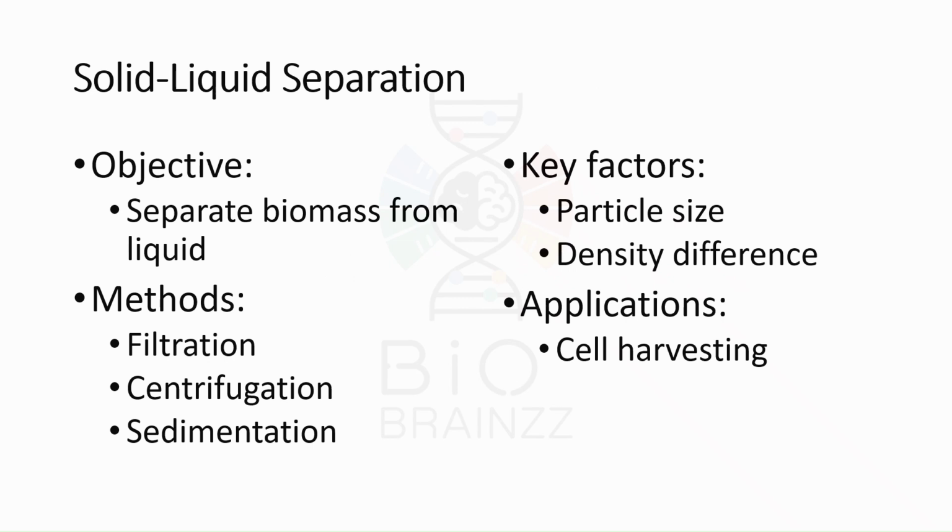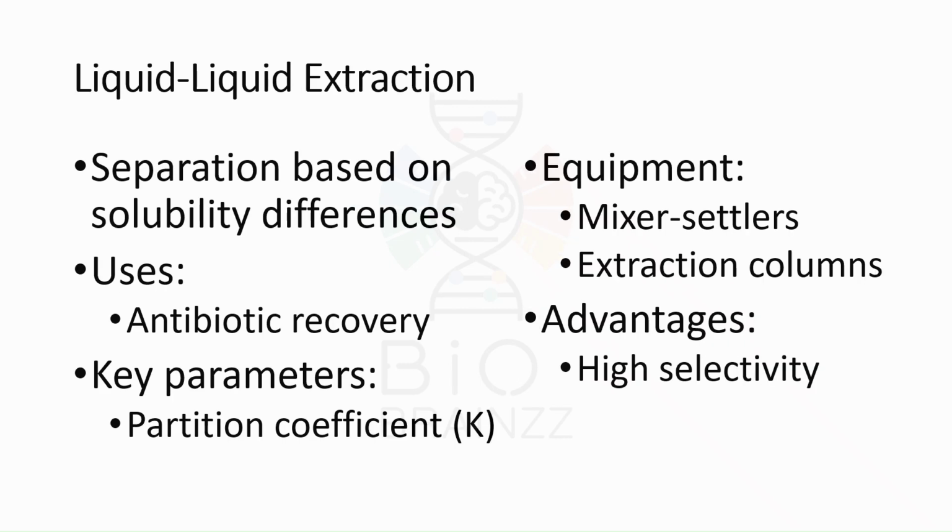Solid-liquid separation. This step is used to separate biomass from the liquid after fermentation. It is an important part of downstream processing. Methods include filtration, centrifugation, and sedimentation. The efficiency depends on particle size and density differentiation.